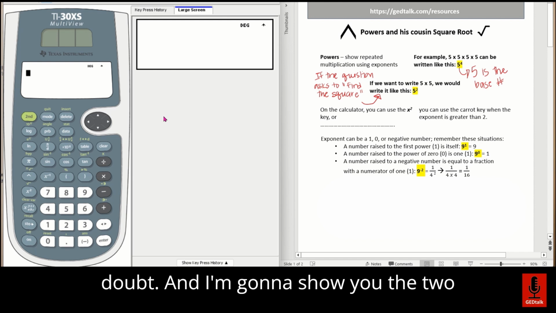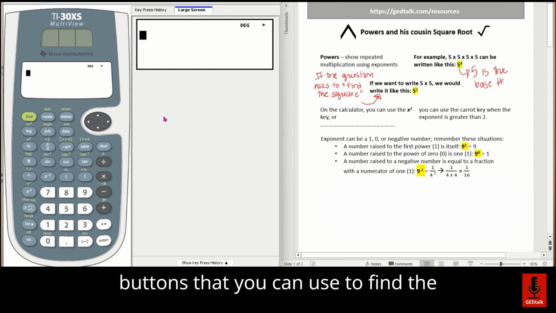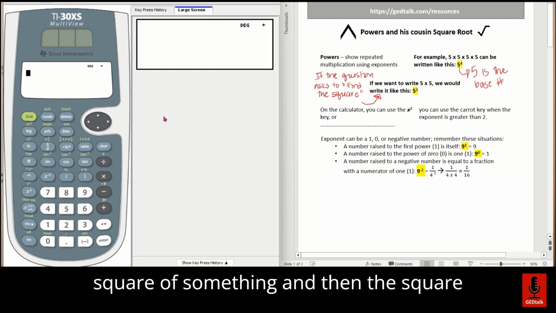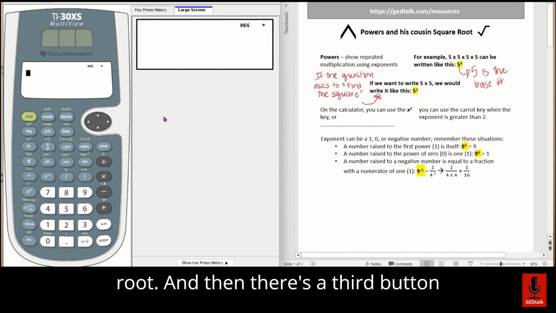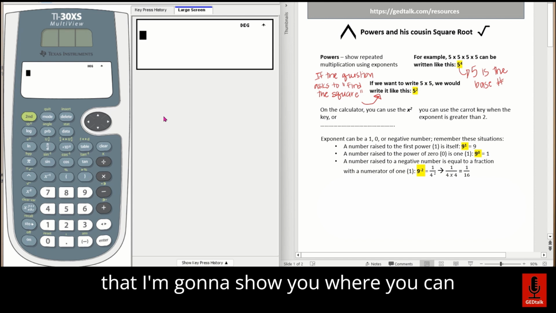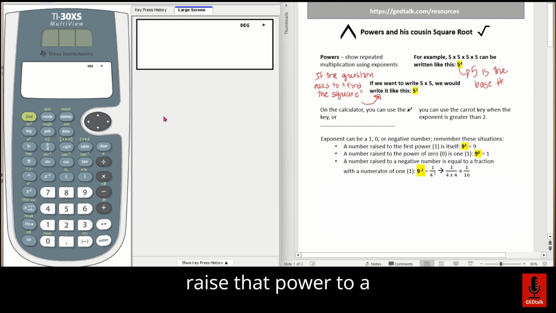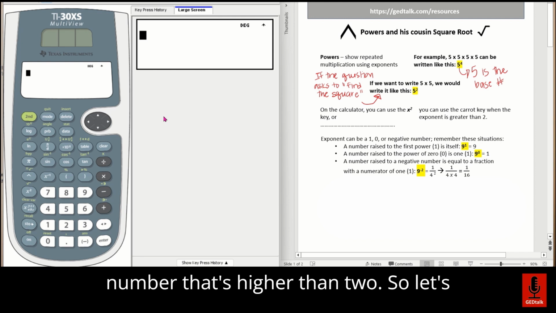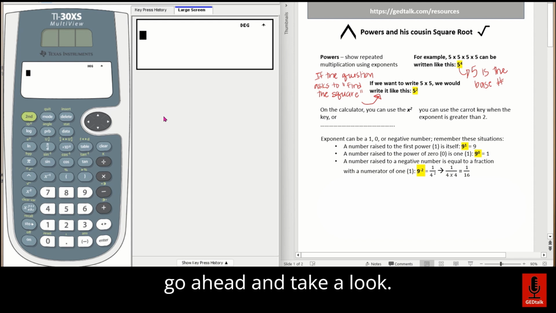And I'm going to show you the two buttons that you can use to find the square of something and then the square root. And then there's a third button that I'm going to show you where you can raise that power to a number that's higher than 2. So let's go ahead and take a look.